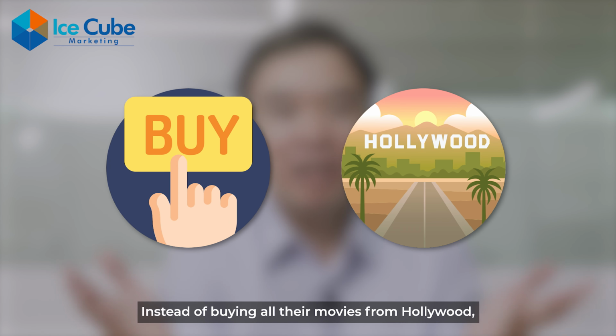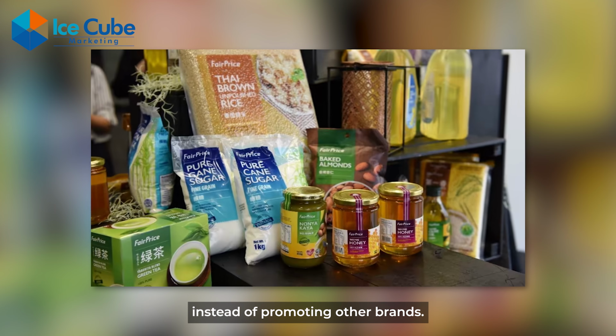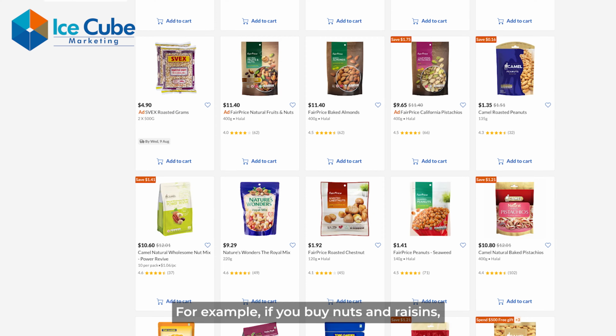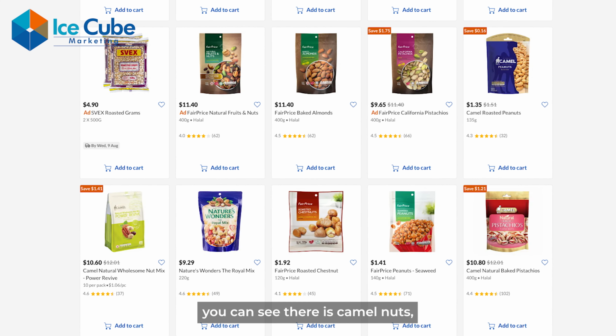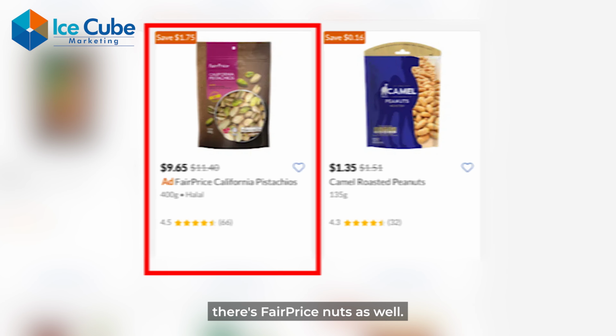NTUC FairPrice also has the same strategy. You can see that they produce their own products using their in-house brands instead of promoting other brands. For example, if you buy nuts and raisins, you can see there's Camel nuts, there's FairPrice nuts as well. There's even FairPrice potato chips.